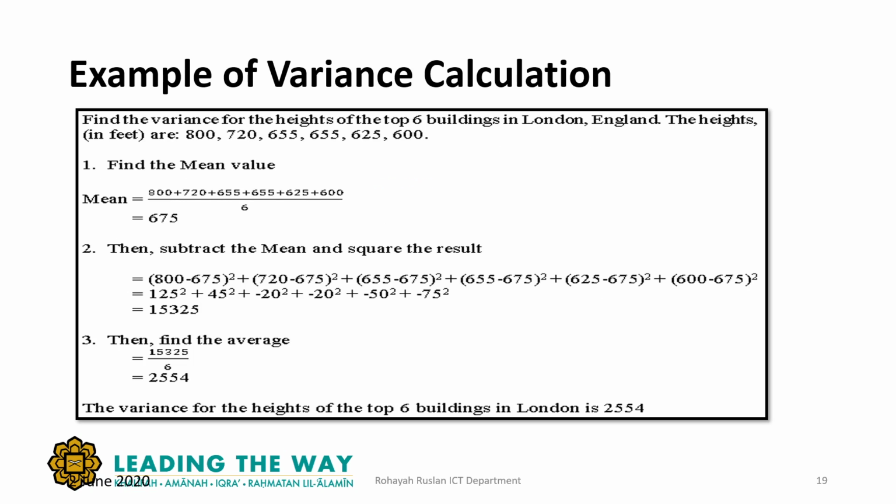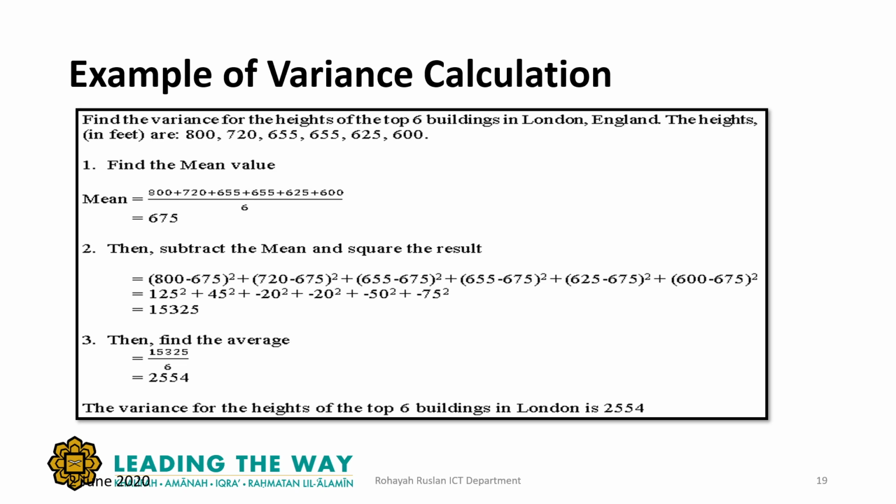So in the example we can see here how to calculate the variance. First you need to find the mean value. The example asks you to find the variance of the heights of the top 6 buildings in London, England, with the heights in feet. Here are the numbers. You need to total up all the numbers and then divide by 6, which is the number of data points that you have.